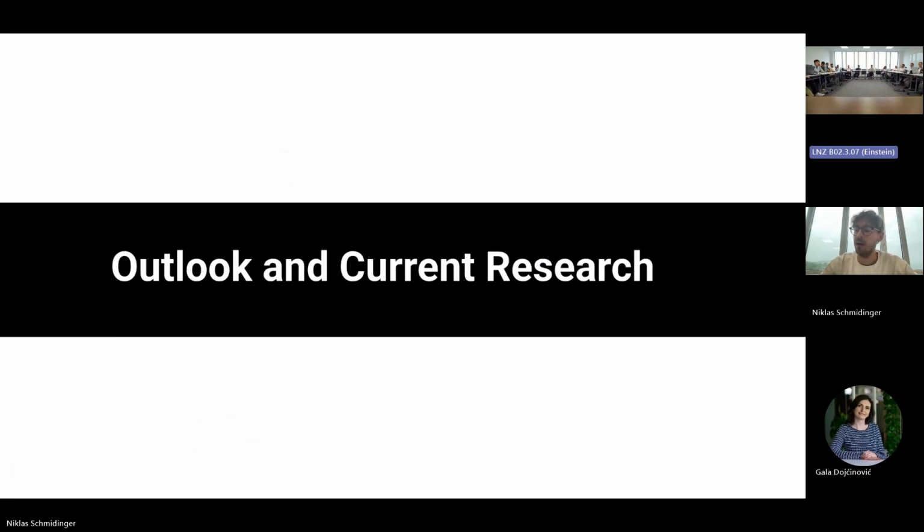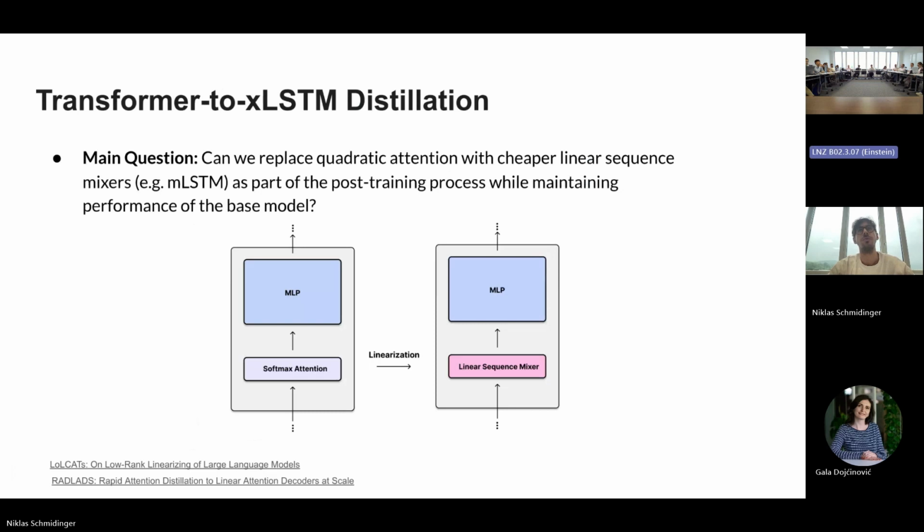Yeah, and to sum up, I will just give a bit of an outlook of current research and conclude from there. So one thing that we are now working on is transformer to xLSTM distillation. We have seen that pre-training is very expensive, right? So NXAI did a lot of pre-training for a 7 billion model, but of course 7 billion models are not the largest ones today, and the pre-training is a lot of cost.